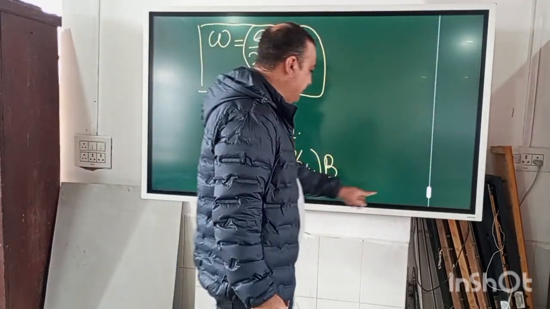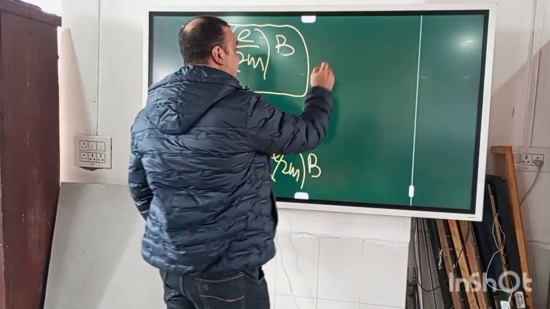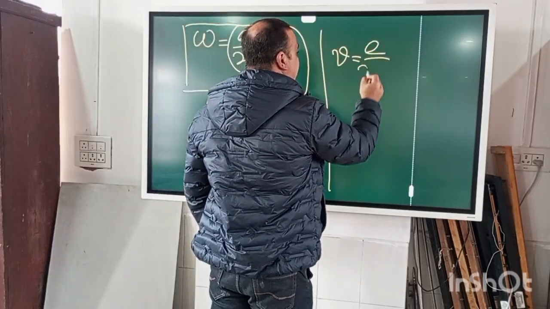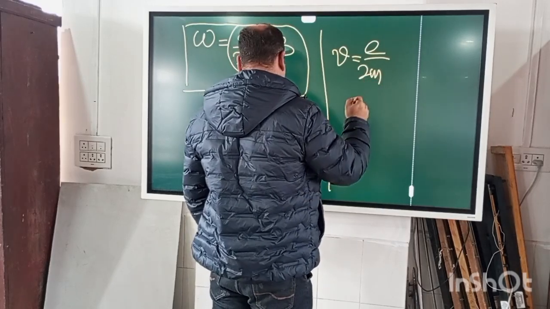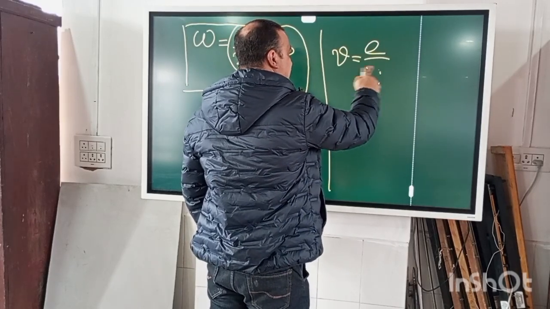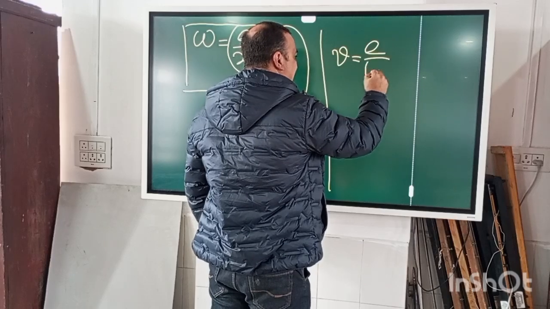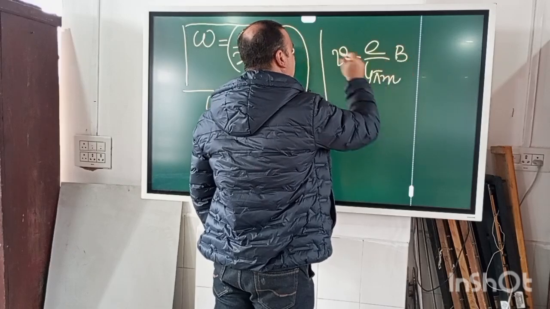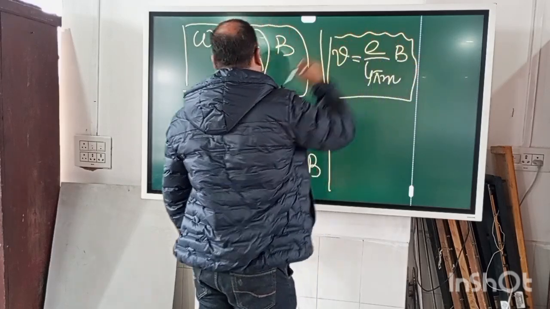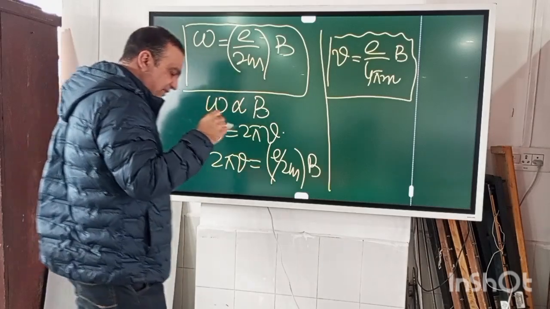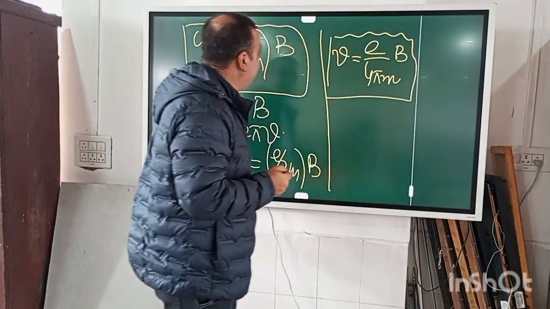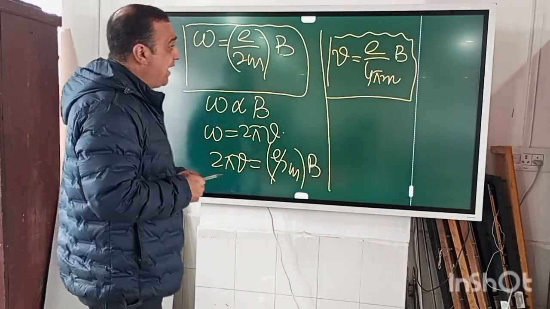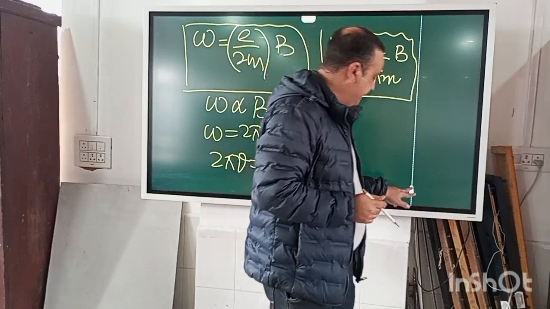So we can calculate the Larmor frequency as, the Larmor frequency nu is nothing but e by 2m, the two 2s will give us 4 pi m, times B. So this is our Larmor frequency, and this expression certainly becomes helpful when you try to explain the normal Zeeman effect, the splitting of the spectral lines in the presence of a magnetic field.